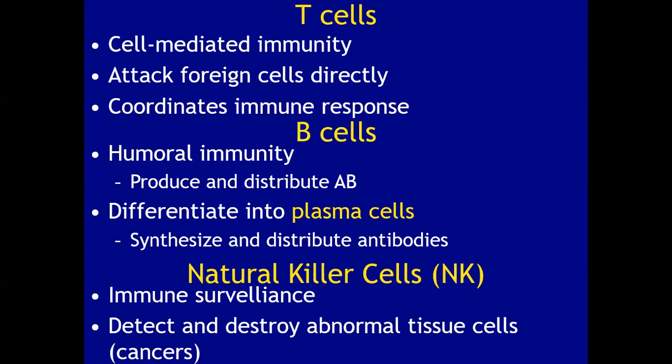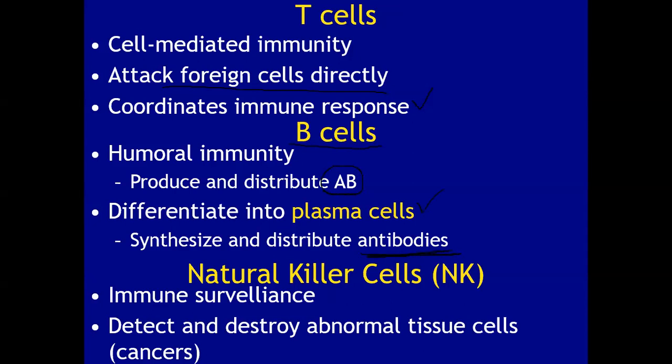T cells are part of our cell-mediated immunity, meaning they attack foreign cells directly. Okay, so T cells go out and destroy other cells. Okay, now, these are also going to be important in that they are able to coordinate the immune system. So they're able to communicate actually to these other cells that are called the B cells. And what B cells do is produce antibodies. Okay, part of the humoral response, and they're going to distribute these antibodies. Specifically, the plasma cell is going to make these. Okay, make these antibodies for us.